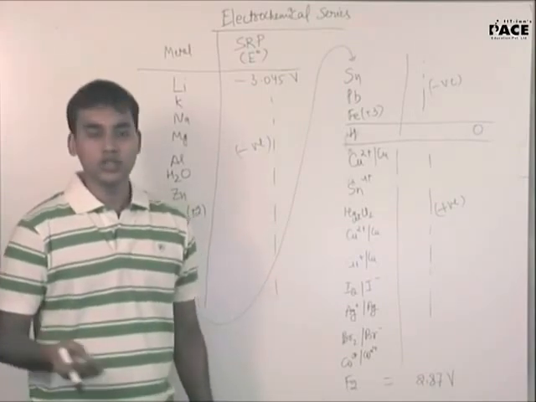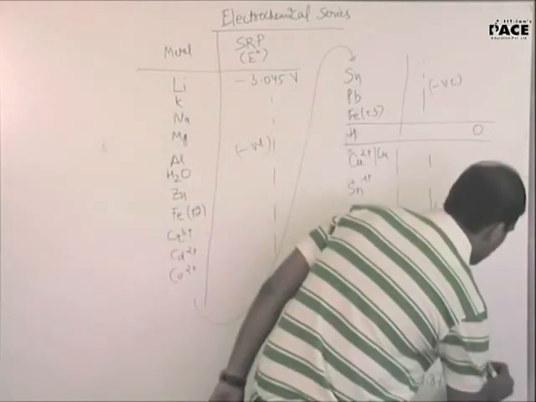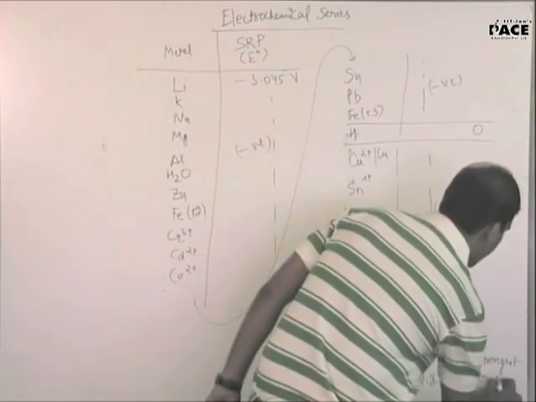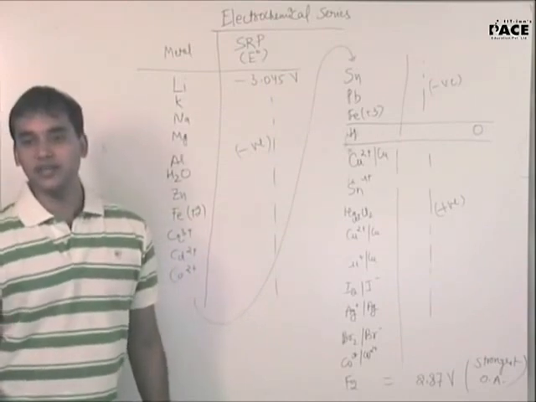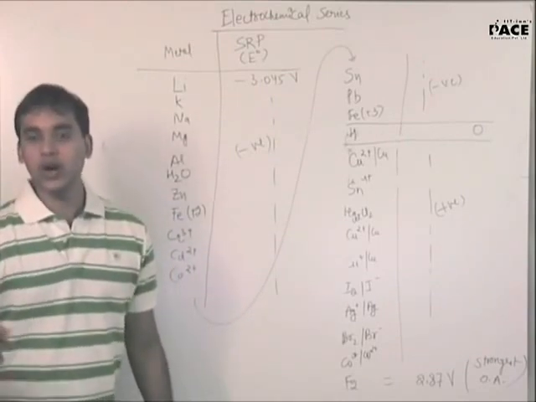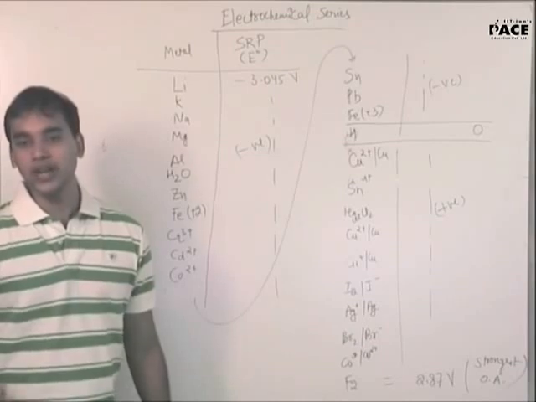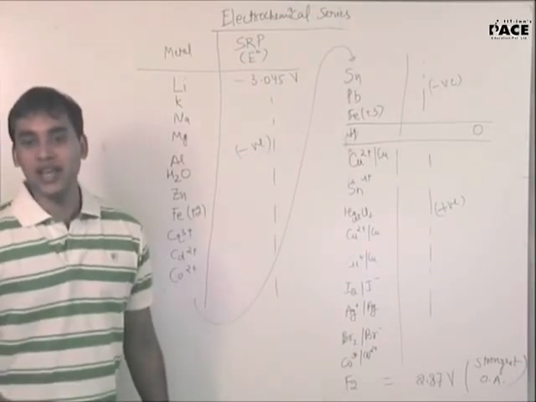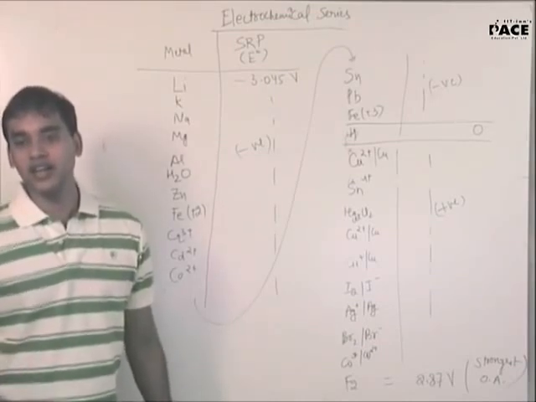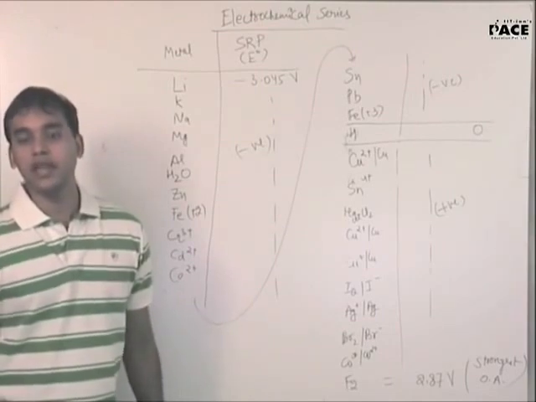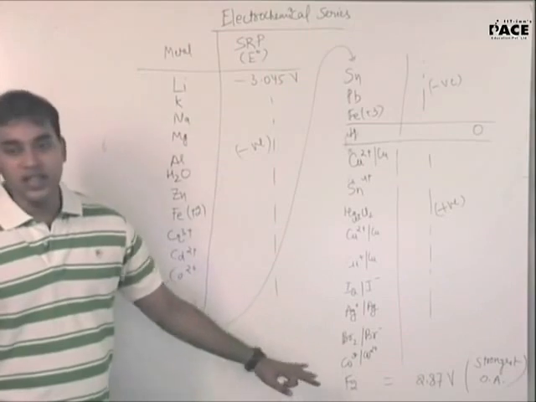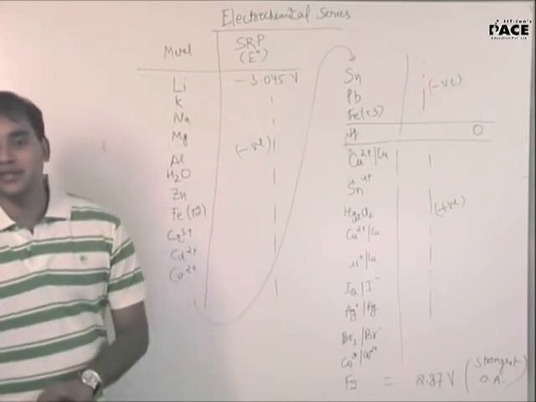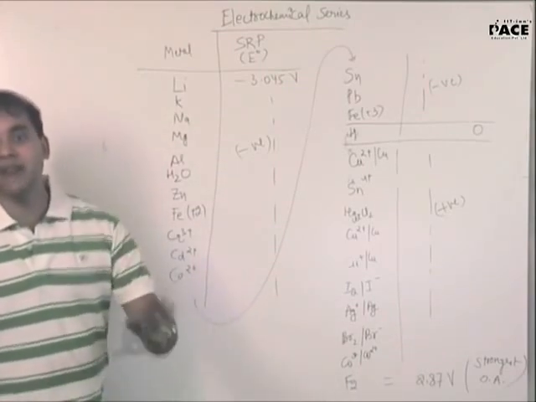Okay, so it is the strongest oxidizing agent. If it is the strongest oxidizing agent, it will itself get reduced, or it has the highest tendency to get reduced, or it has the highest SRP, standard reduction potential. Getting my point? I'll explain it to you again. Fluorine is the strongest oxidizing agent and it has the highest SRP.